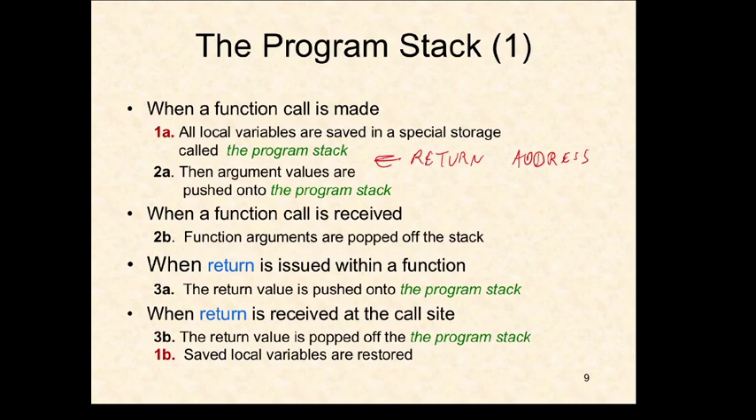So the more parameters a function has, the more work that gets done in 2A and 2B. So 2A and 2B, the more parameters we have, the more time steps 2A and 2B take.